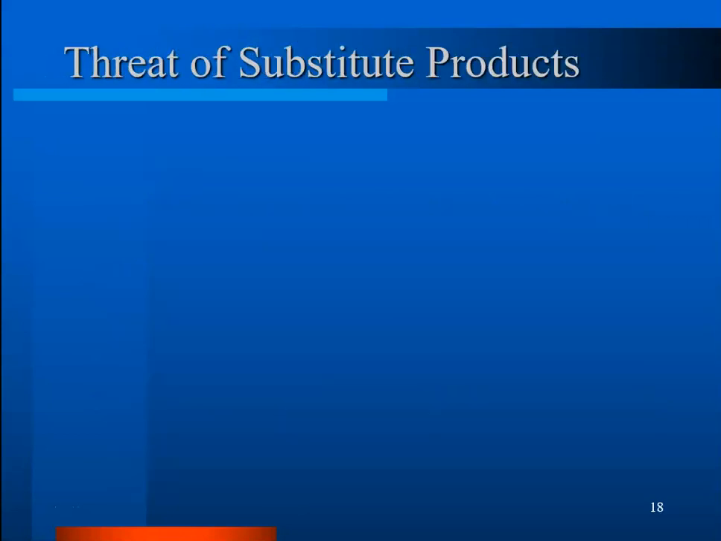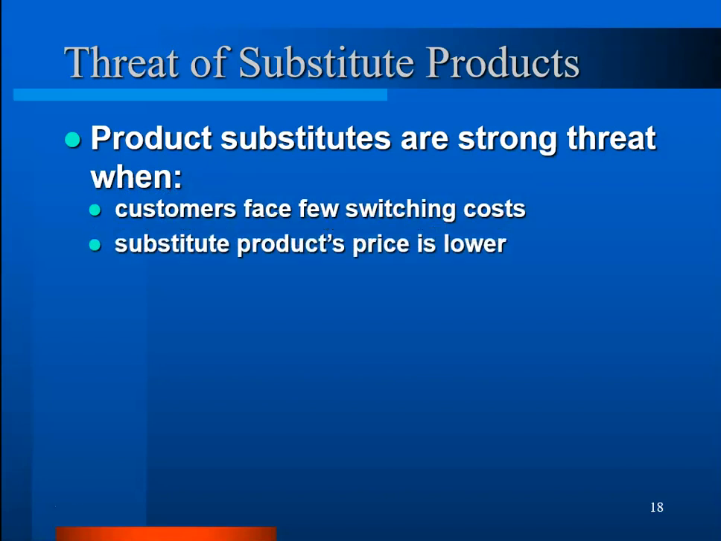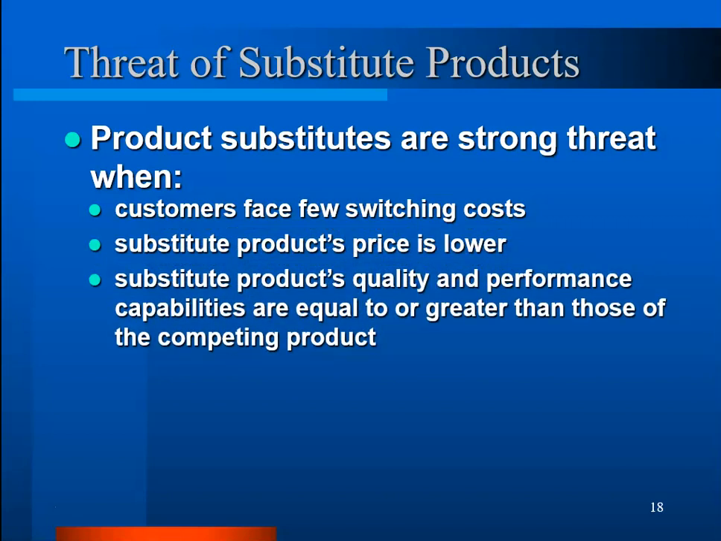Then there is the threat of substitute products. This measures the chances that competing goods of a similar nature will threaten a company's offerings. It is more likely to occur when switching costs are low or when substitutes offer superior price to performance characteristics. Product substitutes are strong threats when customers face few switching costs. It does not cost the customer much to switch to another product. Substitute products' price is lower. Substitute products' quality and performance capabilities are equal to or greater than those of the competing product.